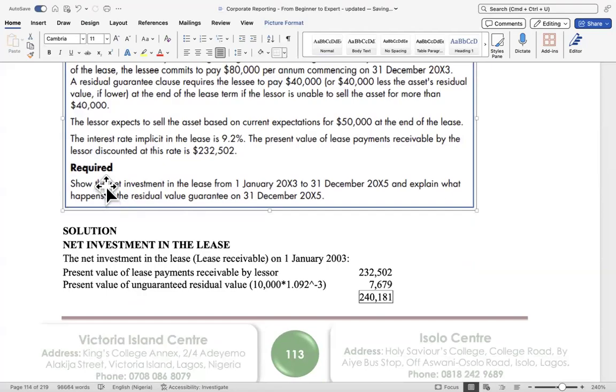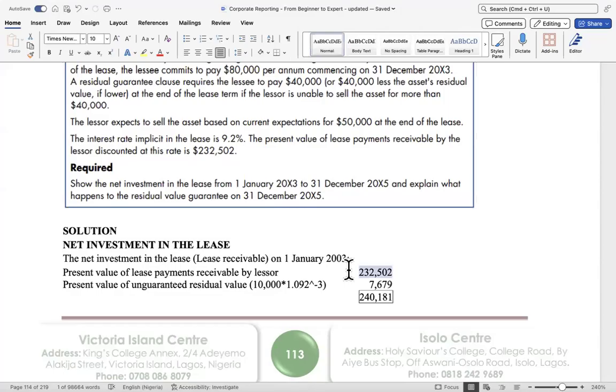Now, what this question wants us to do is show the net investment in the lease from 1st of January 2003 to 31st December 2005 and explain what happens to the residual value guarantee. So straightforward. The net investment in the lease at commencement date is just the present value of the lease payment receivable by the lessor, which they have given us in the question.